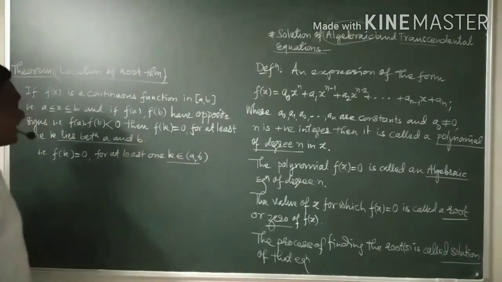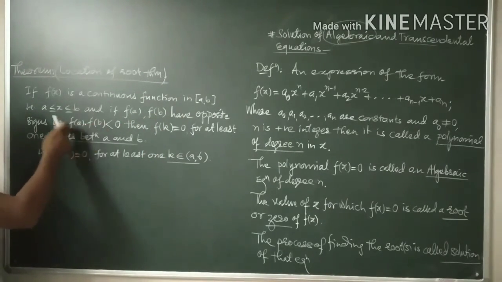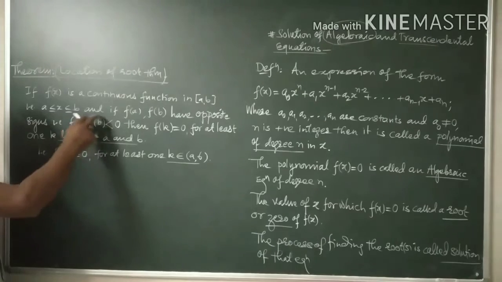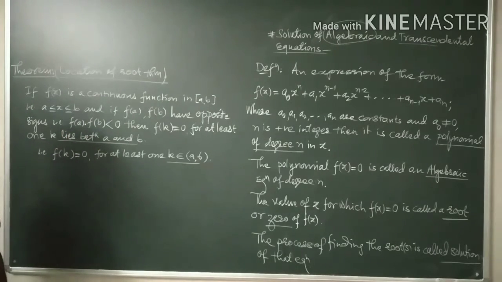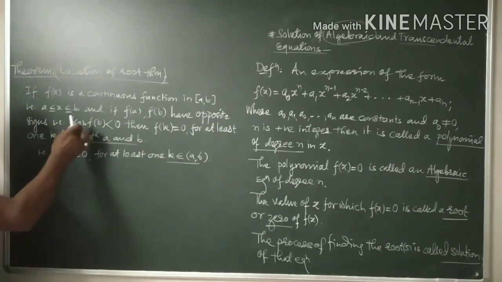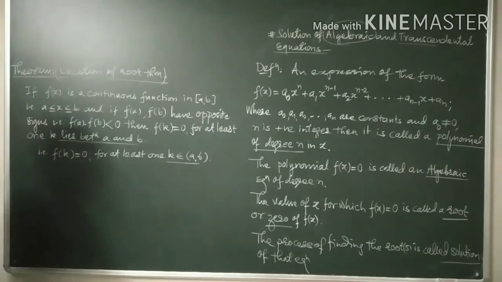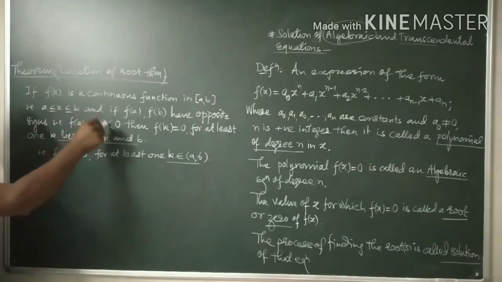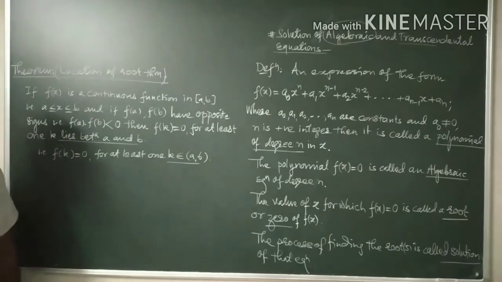meaning thereby that the product of two real numbers is negative, you know that from first year BSc, first chapter, real numbers. The product of two real numbers is negative if either of the numbers is negative. It means that if f(a) is negative and f(b) is positive, then the product is negative, or if f(b) is negative and f(a) is positive, then in that case also f(a) into f(b) is negative.